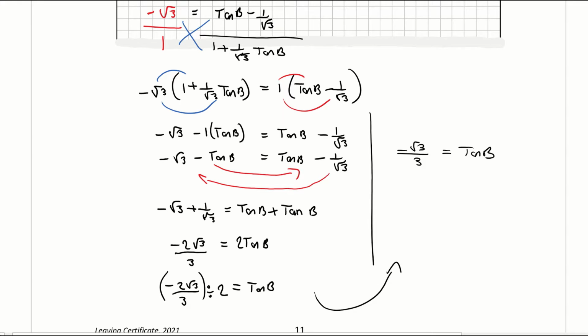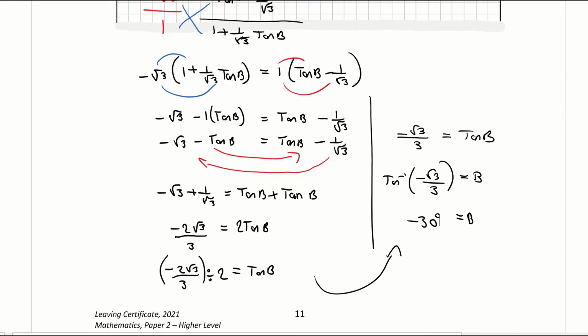I'm looking for the value of b, so I get tan inverse of minus root 3 over 3, which is giving me b is equal to minus 30 degrees. Now, if we scroll back up to the top of this question, it wants the values of b between 0 degrees and 360 degrees. So we need to focus in on that part now for a second.